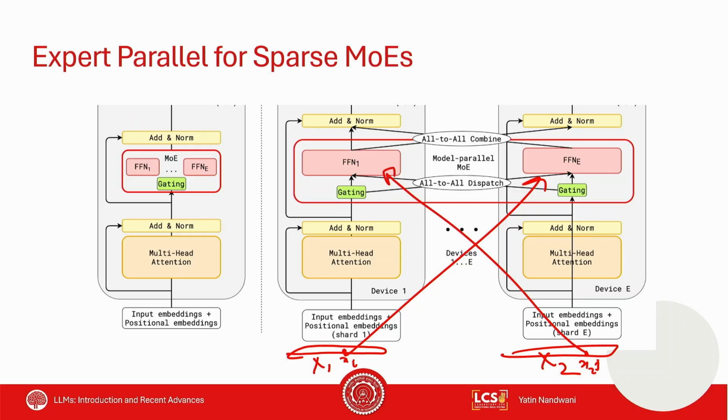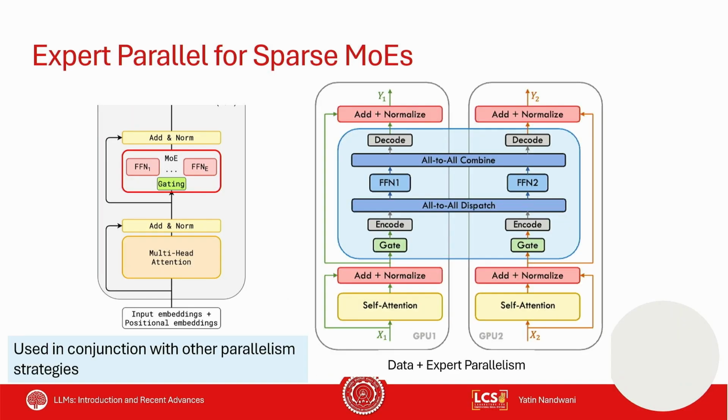So this requires communication across the GPUs, right? So this increases, of course, all-to-all dispatch and all-to-all combine, but we can't avoid that. Okay, and here we saw that we're using it in conjunction with data parallelism. We can combine it with other parallelism strategies as well.